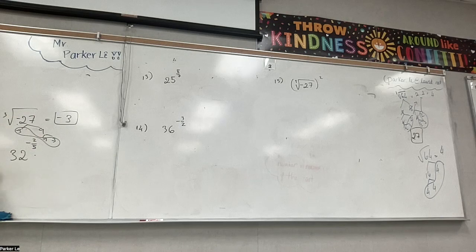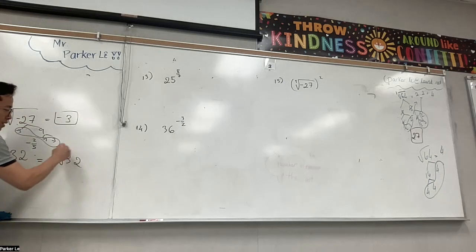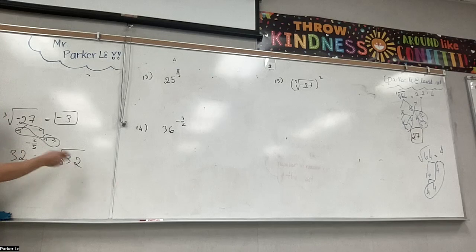All right, Jennifer, number 12. 32 to the power negative 2/5. Let's convert to the radical form. It's easy to see, right? So 32 radical. What number goes where? So you have negative 2/5. How do we handle the negative power?